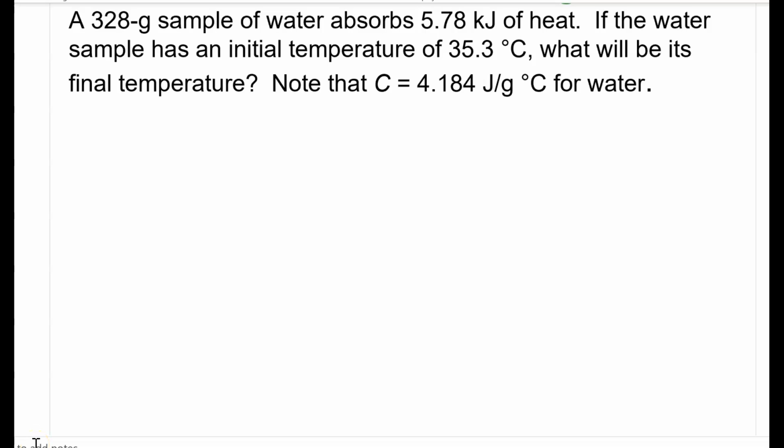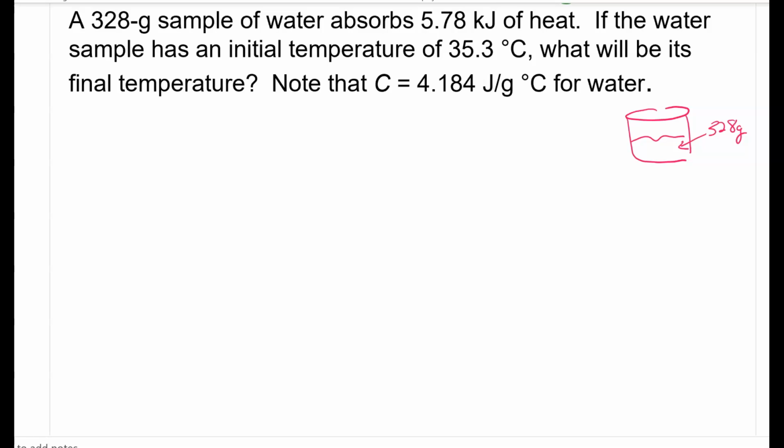Okay, calorimetry problem. We have a 328 gram sample of water. Just going to draw my little beaker. Here's my water in there, and it's 328 grams. And it absorbs 5.78 kilojoules of heat. If the water has an initial temperature of 35.3 degrees C, what will be its final temperature?